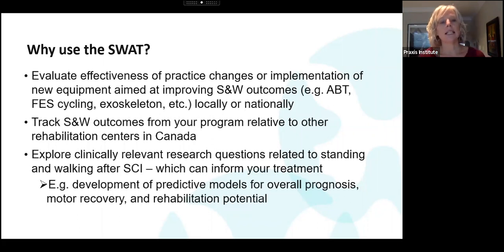And then lastly, it really lets us explore some of those questions that we have as clinicians that we always wonder about, and may have hunches about. But it allows us to use research and a research methodology to really answer those questions. And the answers to those questions hopefully can then feed back and inform your treatment of your clients. So examples, using predictive modeling to look at predicting overall prognosis, predicting motor recovery, and rehab potential.